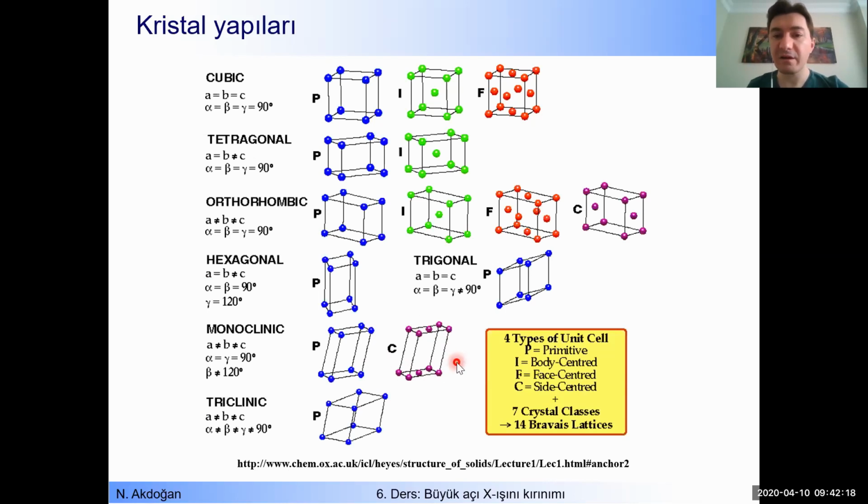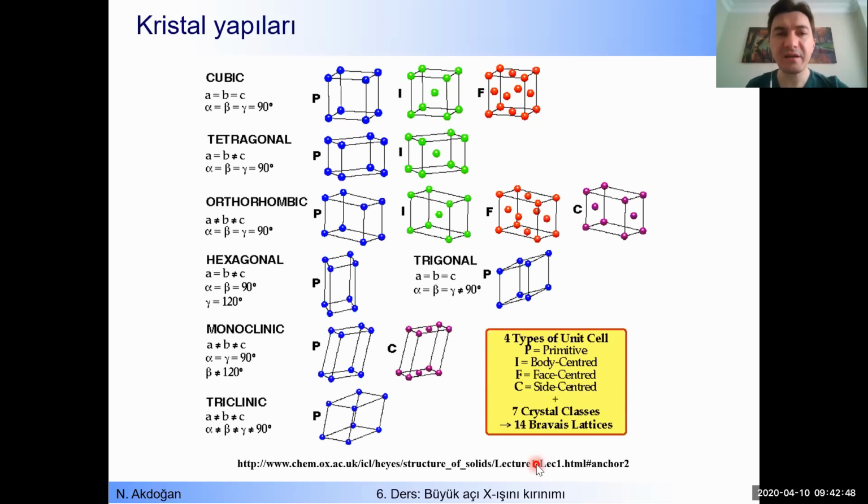So in total, 7 crystal classes and 4 types of unit cell. So let me count 1, 2, 3, 4, 5, 6, 7, 8, 9, 10, 11, 12, 13, 14. So in total, we have 14 Bravais lattices, okay? So you already know that information, but I would like to summarize it for you.